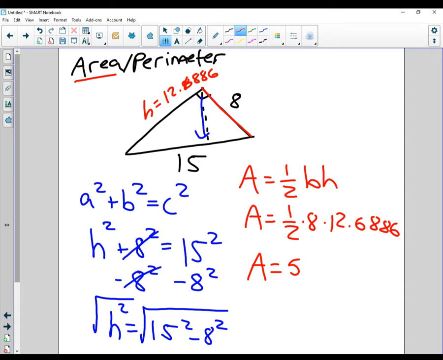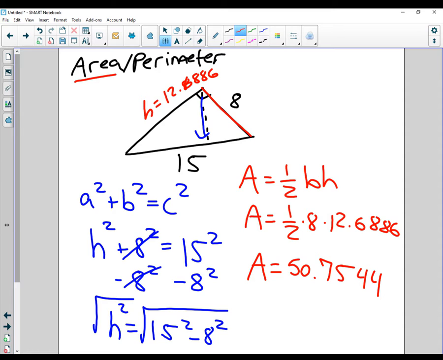And I get 50, and then usually it wants us to round to the nearest tenth, at least Delta Math does. So if I do 7,544, this is what I get.